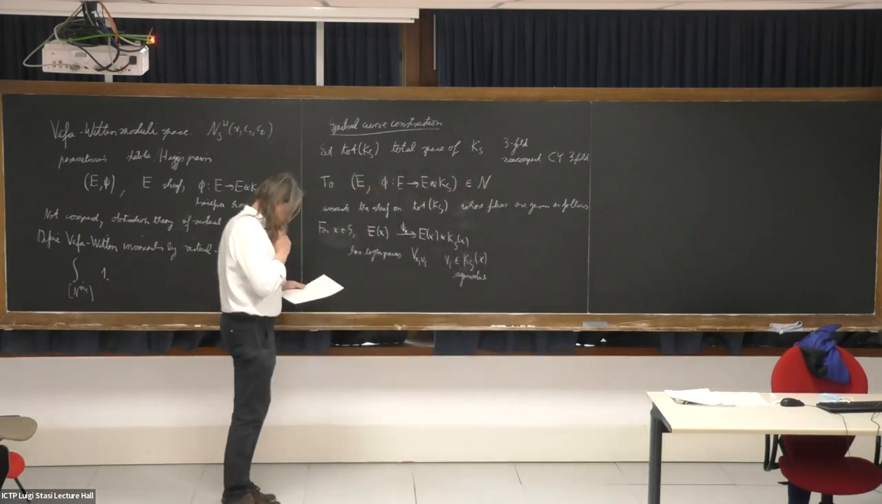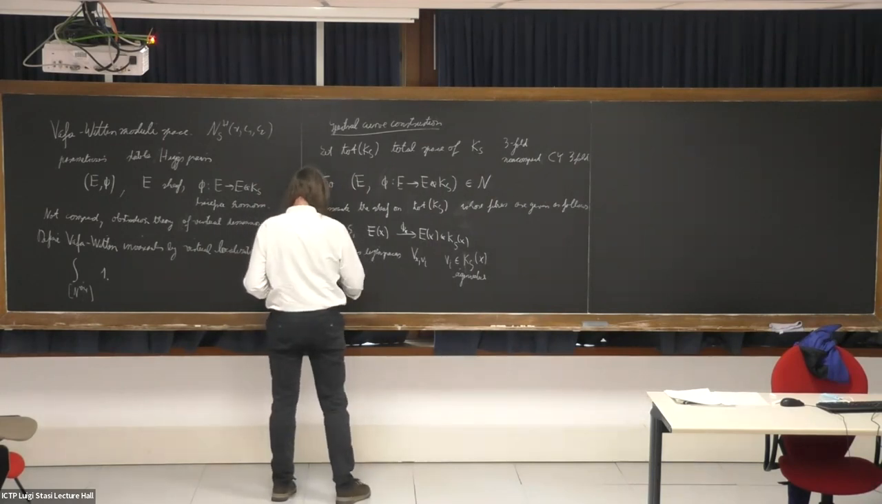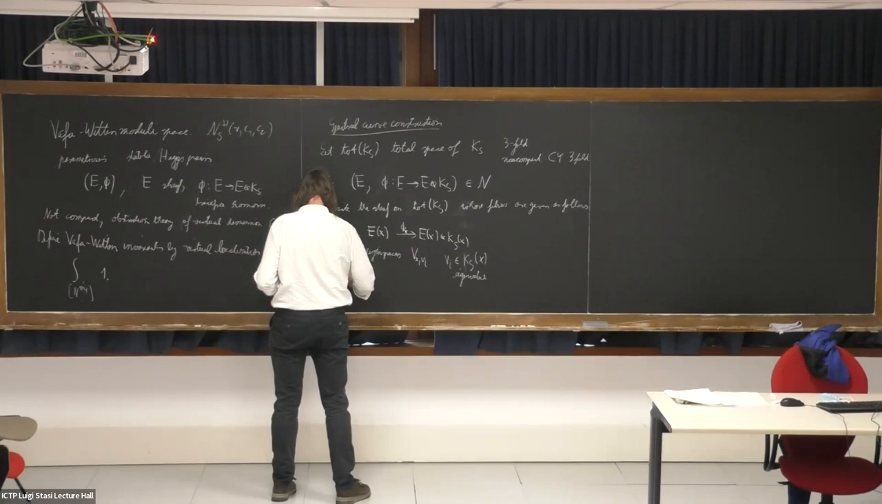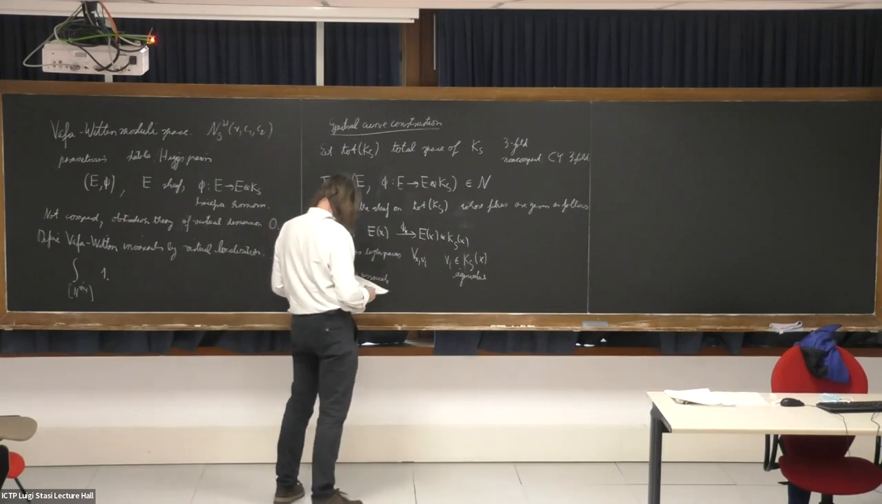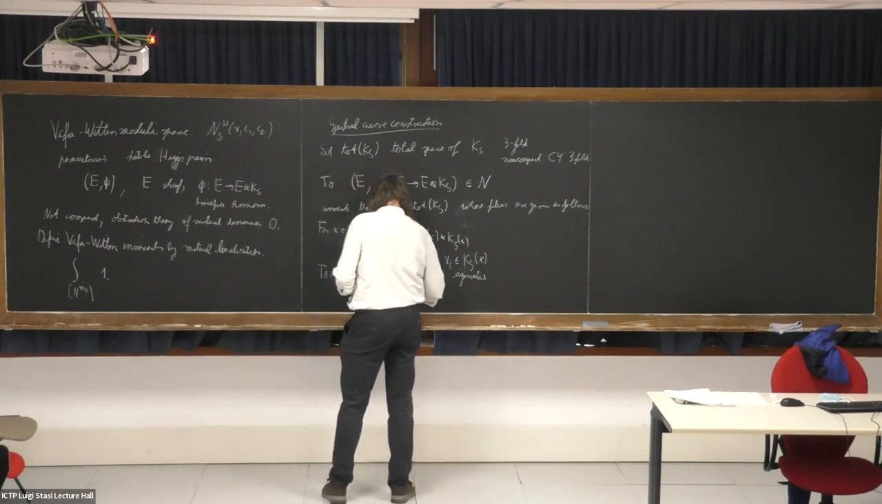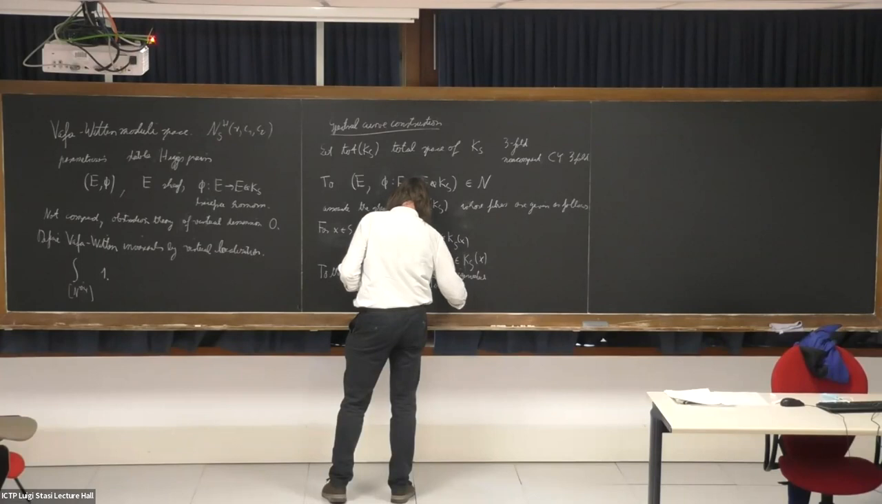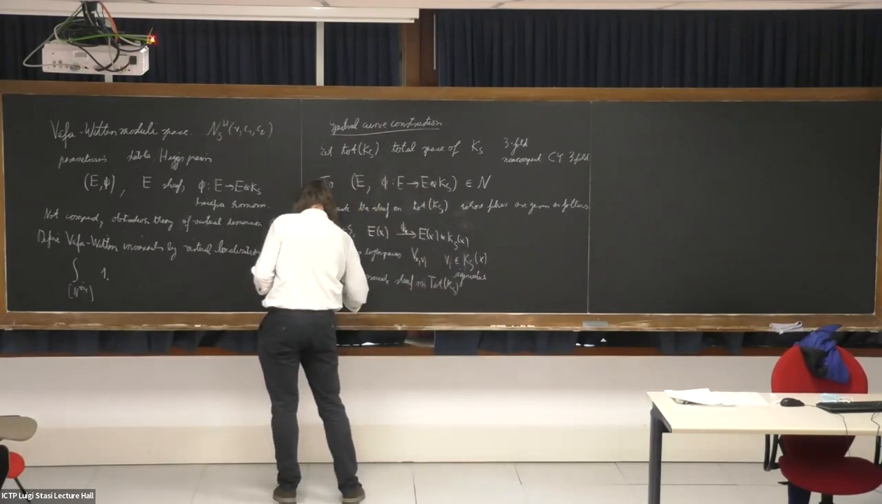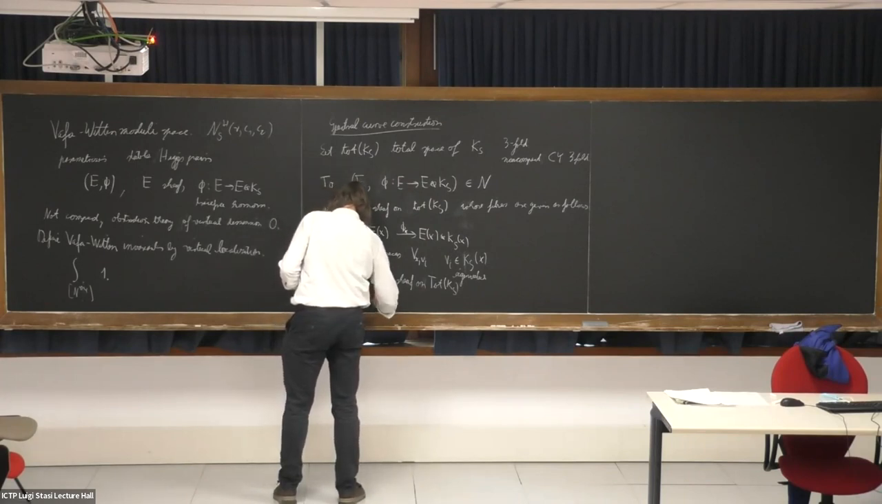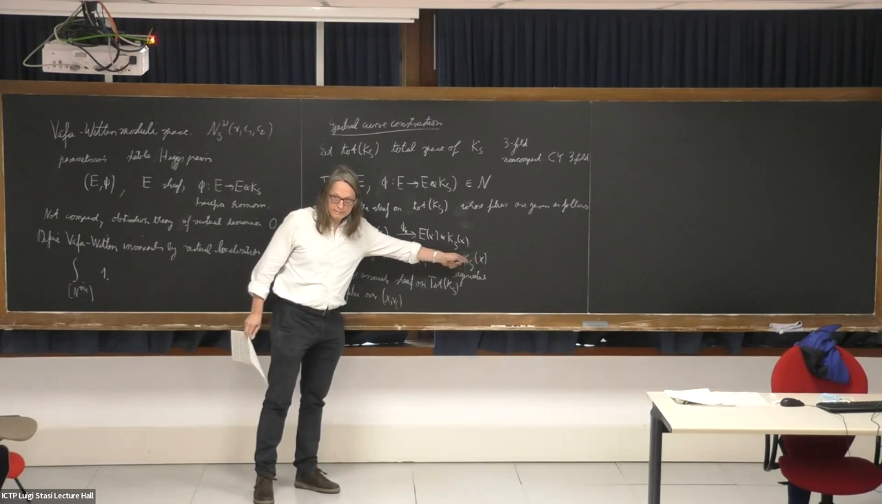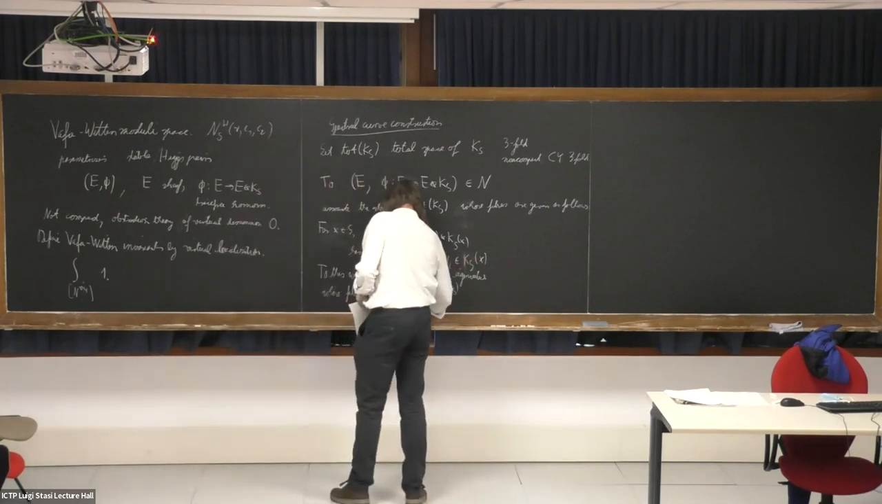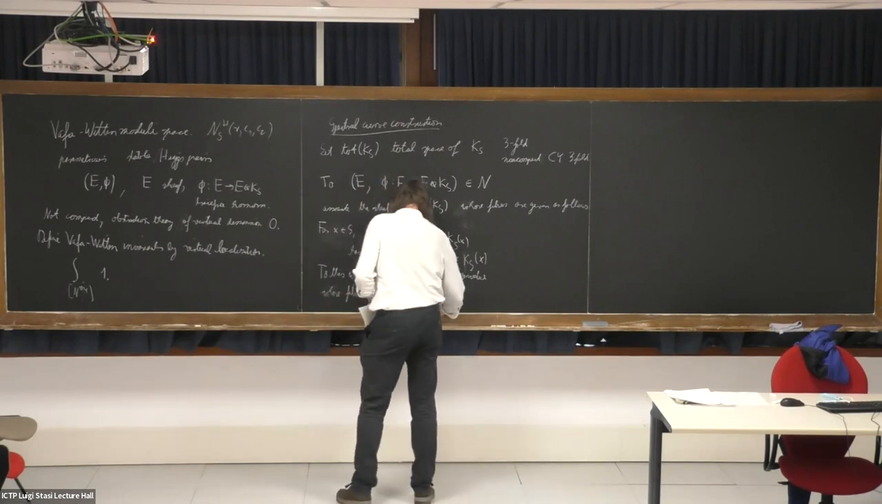And then to this, we associate a sheaf on the total space of K_S. The fiber over x, for λ_i an element in this, the fiber is just the corresponding eigenspace.